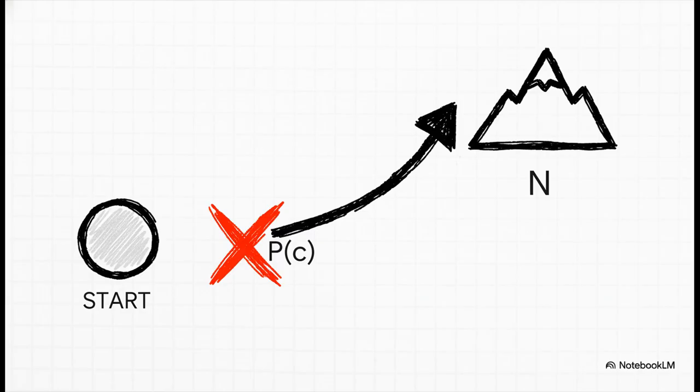It's also really important to note what didn't happen here. The documentation for this phase is clear. The price moved directly up to N. It never dipped down to that secondary entry level, P of C. So that level was never actually triggered.